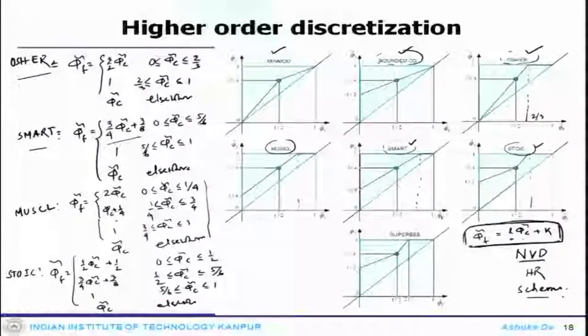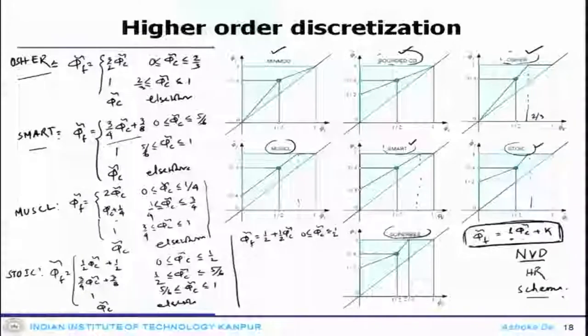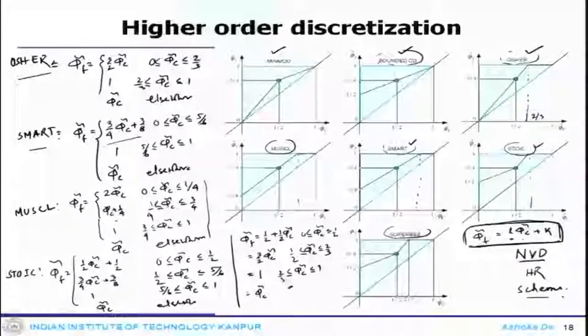And the SUPERBEE profile, which is this one, has phi f equals half plus half phi C tilde if phi C tilde lies between 0 and half. That means from 0 to half it follows this profile. Then it follows 3/2 phi C tilde when phi C tilde is between half and 2/3, where 2/3 is this point. Then it is 1 when phi C tilde is between 2/3 and 1, and it is phi C elsewhere. So these are the different schemes represented in this way.